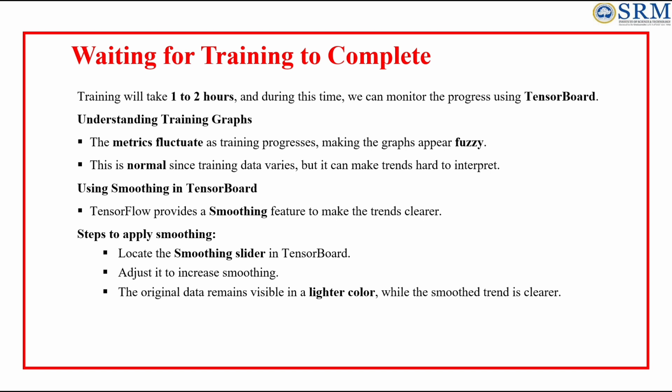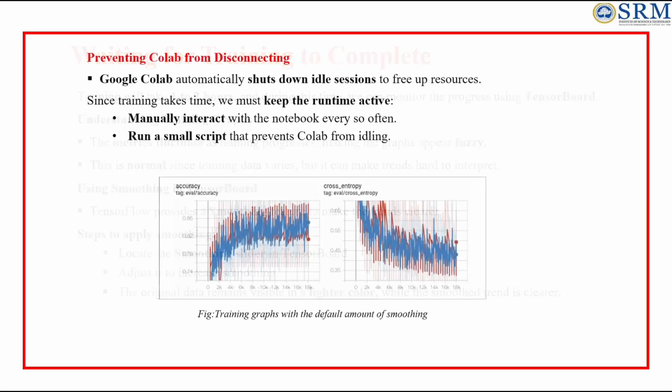Understanding training graphs. As training progresses, the metrics make the graphs appear fuzzy. This is normal since training data varies, but it can make the trend hard to interpret. Using smoothing in TensorBoard, TensorBoard provides a smoothing feature to make the trends clearer. Steps to apply smoothing: locate the smoothing slider in TensorBoard and adjust it. As you increase smoothing, the original data remains visible in a lighter color while the smoothed trend is clear.